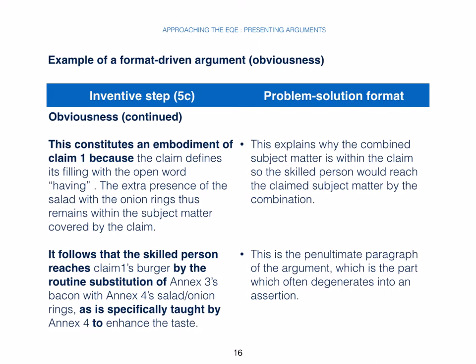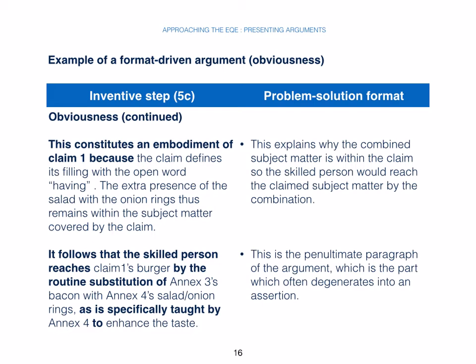The argument runs on. This constitutes an embodiment of Claim 1 because the claim defines its filling with the open word "having". The extra presence of the salad with the onion rings therefore remains within the subject matter covered by the claim. This is explaining why the combined subject matter is within the claim, so the skilled person would reach the claim subject matter by the combination.